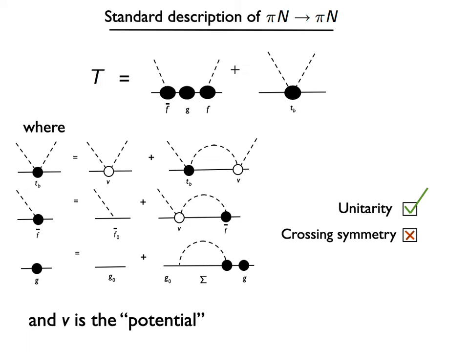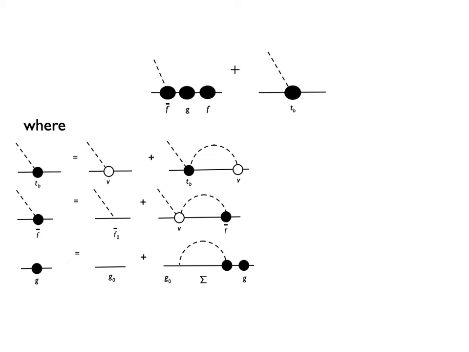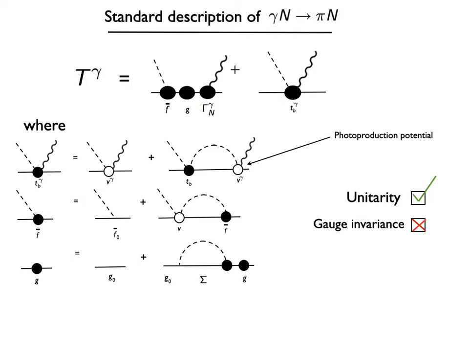To take advantage of their unitarity, these equations are also often adapted to describe pion photoproduction, and this is done, essentially, by ripping off the incoming pions and replacing them with incoming photons, which I'll denote by a wiggly line or a gamma. Solving these equations then sums up an infinite number of gamma n to pion diagrams, although exactly which ones depends on what is chosen for the photoproduction potential V gamma.